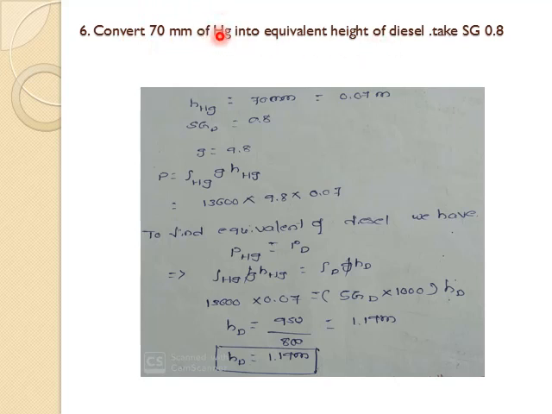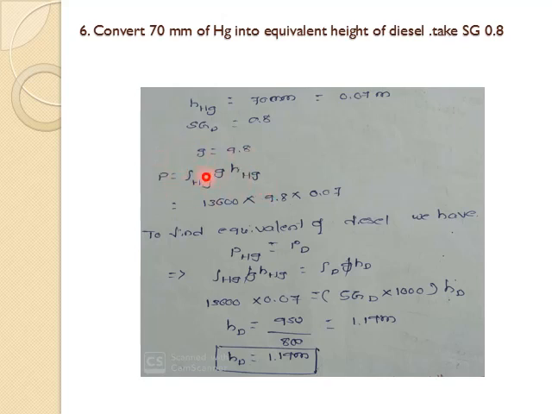When you use mercury as the manometric fluid, the height of the mercury column is 70 mm for a given pressure. And instead of mercury, if we use diesel, what will be the height of the diesel column? And that is what has been asked. So given data are: height of the mercury column is 70 mm. If you convert this into meters, it will be 0.07 meter.